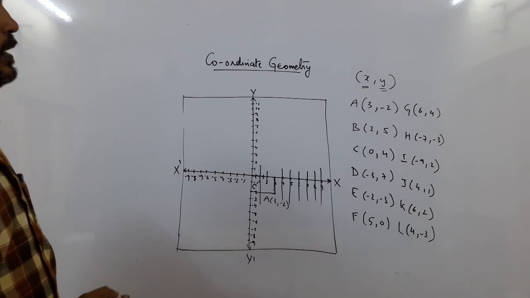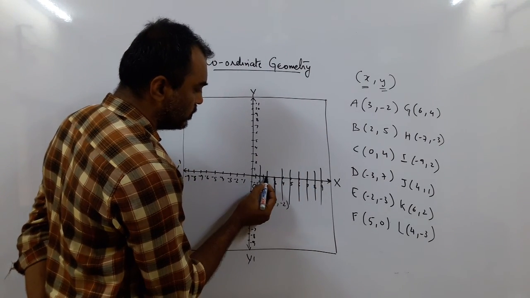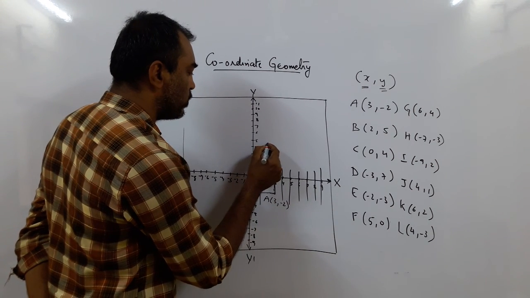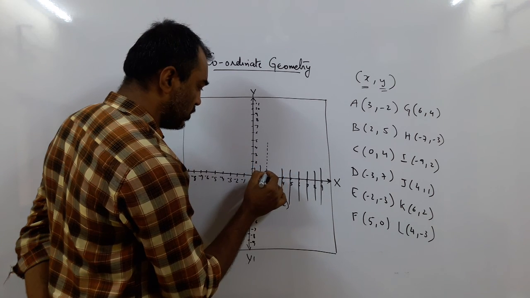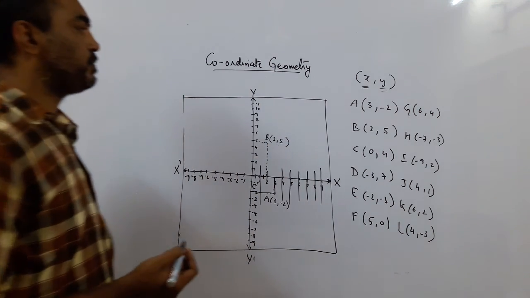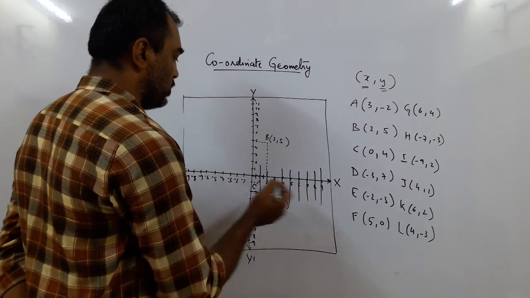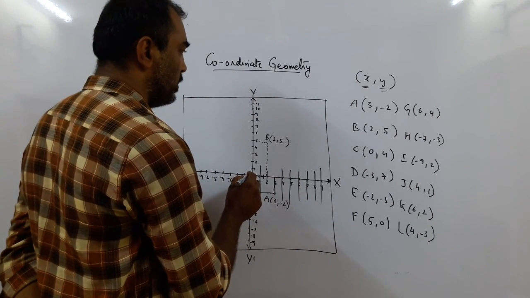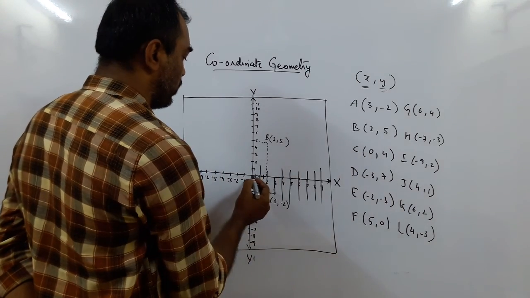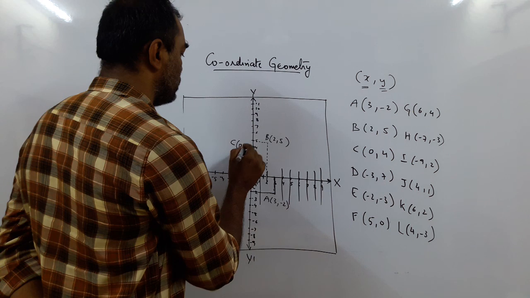The second point is B, 2, 5. So x is 2. On the x-axis you go 1, 2, and the y-axis 5. So 1, 2, 3, 4, 5. You get this point, check now. Draw the dotted line 2 and 5. So B is 2, 5. Third point is 0, 4. On the x-axis you have got 0. What does 0 mean? Neither to the left, neither to the right, exactly 0. But the y coordinate is 4. So 1, 2, 3, 4. This point is your C, 0, 4.